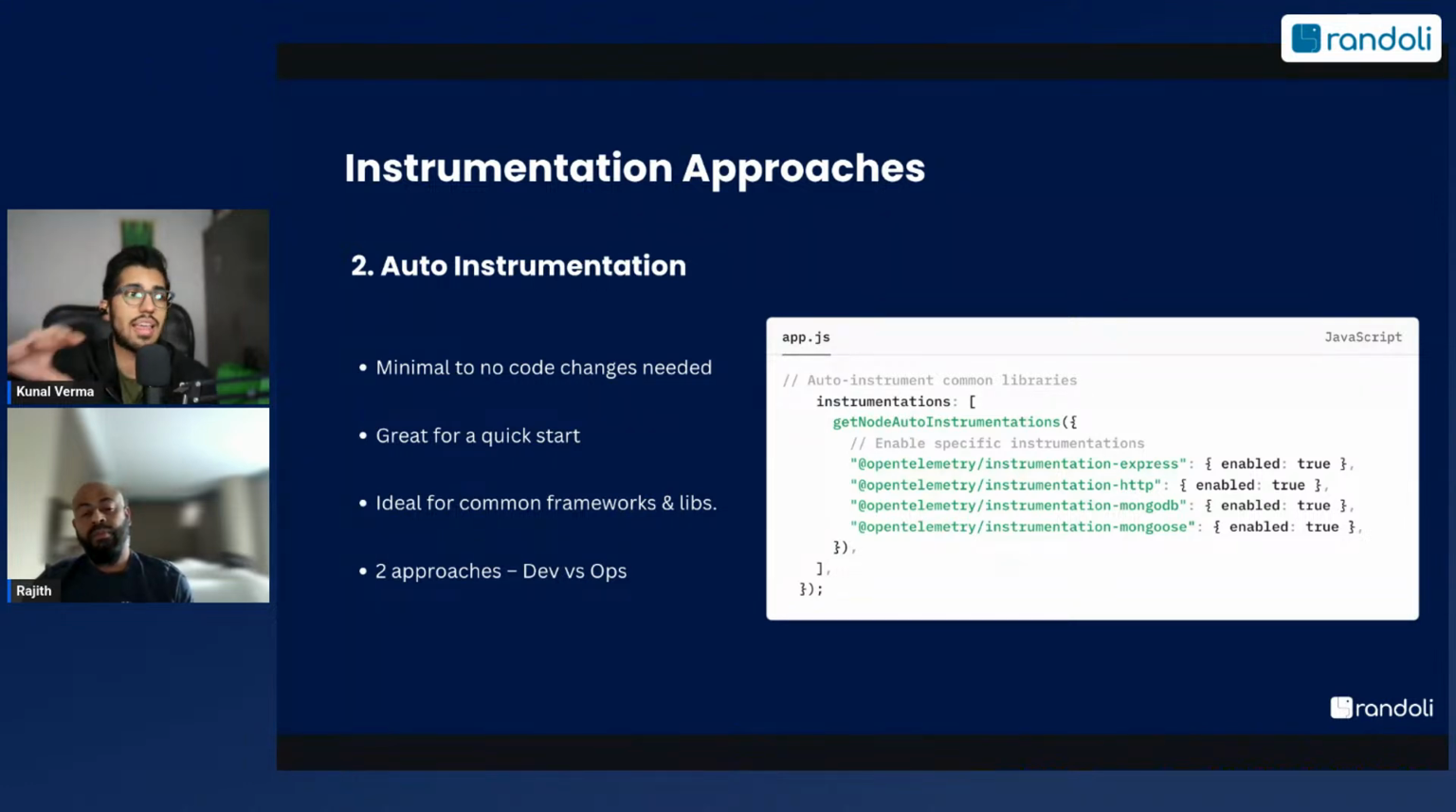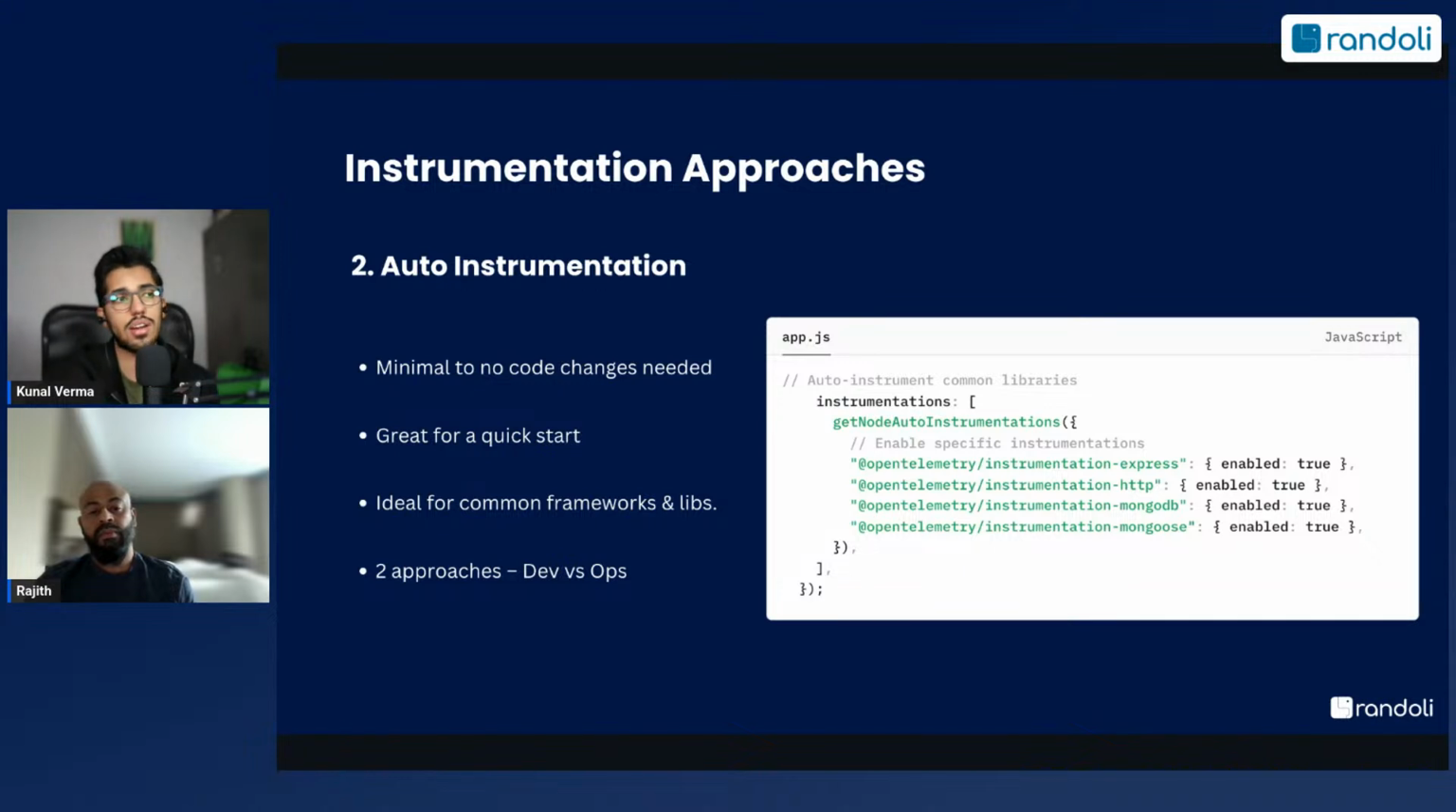In the backend, they will set the different data points that will be configured, so we don't have to define all of the different trace points and all of the custom metrics. We can, but we don't have to. Just to get started, it will do everything for us. So minimal to no code changes are needed. It's great for a quick start, and it's ideal for common frameworks and common libraries for a particular language.